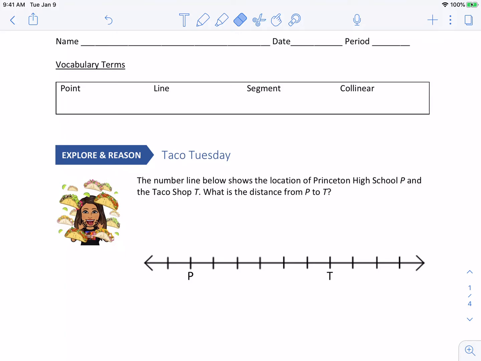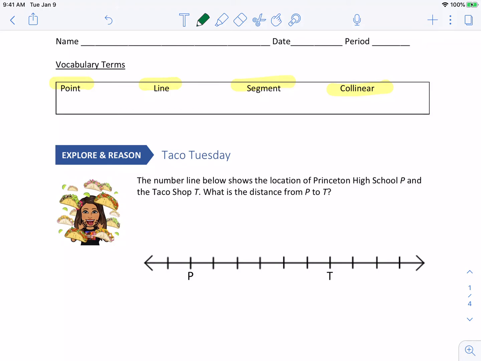Welcome to Geometry. Today we'll cover segments and segment addition. So make sure you review the vocabulary terms point, line, segment, and collinear. We're going to touch upon them during this lesson.